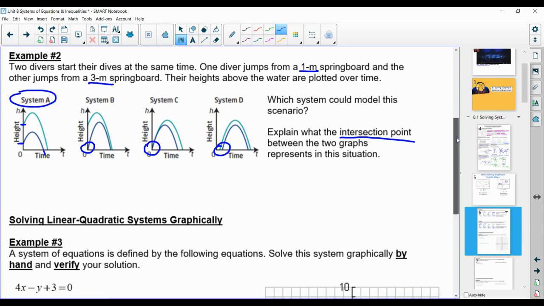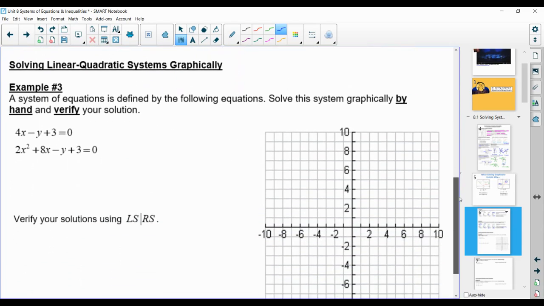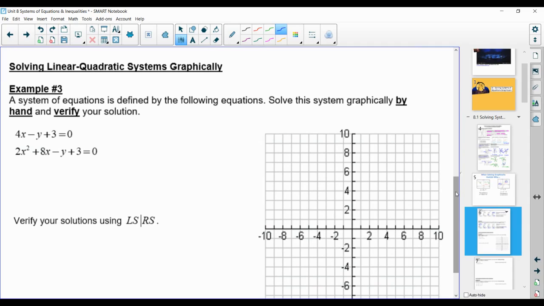All right, so moving on, let's take a look at actually solving some of our systems of equations. So we're going to start off with a linear quadratic system. And so in this particular question, we're given the equations and we're asked to solve by hand. So solve graphically by hand. So we're going to actually graph our equations and find their intersection points. Now, in order to do that, we have to rearrange our equations so they say y equals. And then for the linear function, we can use our slope-intercept form to graph, or we can create a table of values and plot our points as we go.